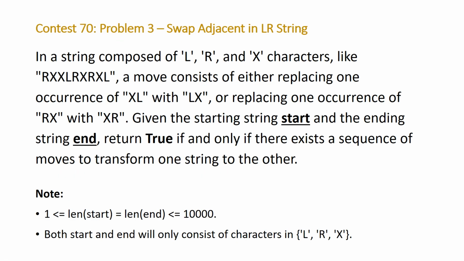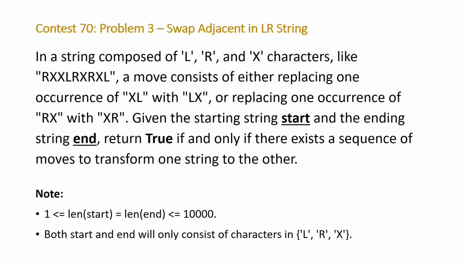LeetCode Contest 70, problem 3, entitled Swap Adjacent in LR String. The problem states, in a string composed of L, R, and X characters, a move consists of either replacing one occurrence of XL with LX or replacing one occurrence of RX with XR. Given the starting string start and the ending string end, return true if and only if there exists a sequence of moves to transform one string to the other.